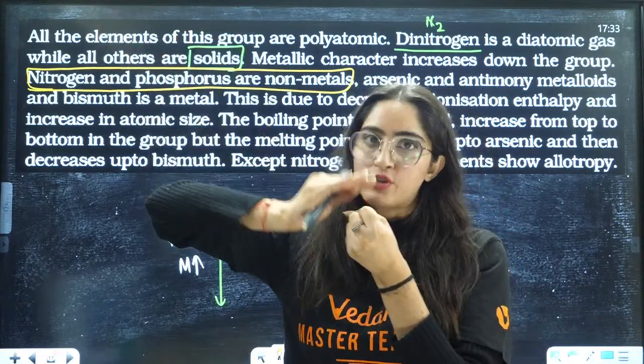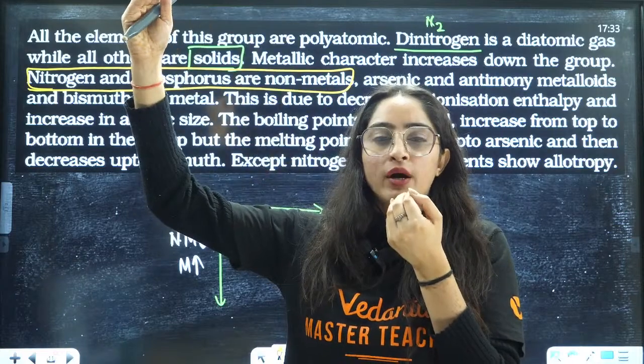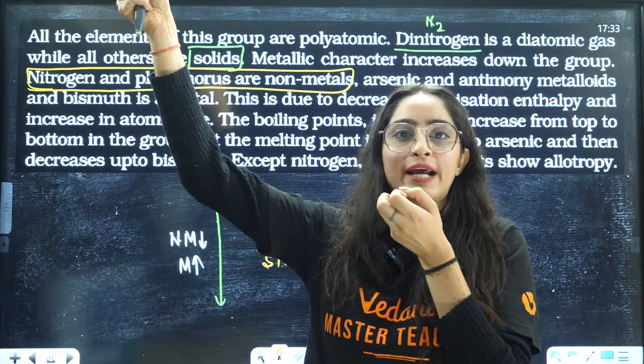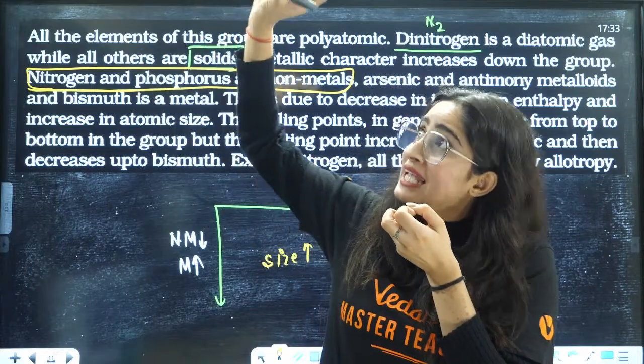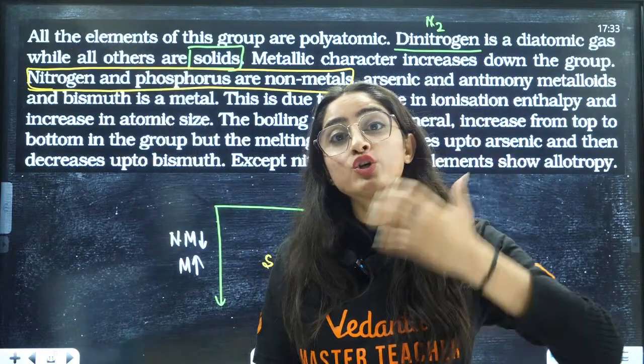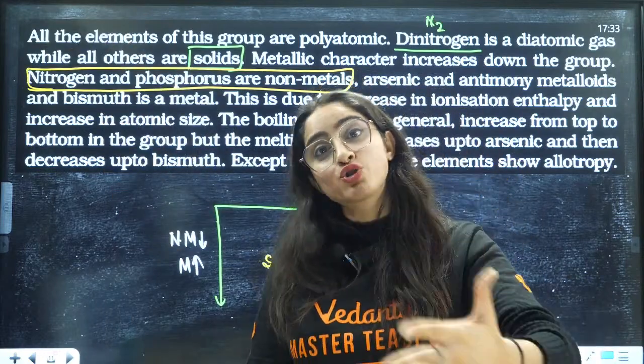It is because the size is more, so it is far away from the electron. That is why the pull of the nucleus on that electron will be less. That is why it is easy to lose the electron. So metals are those which lose the electron, and non-metals want to gain the electron.